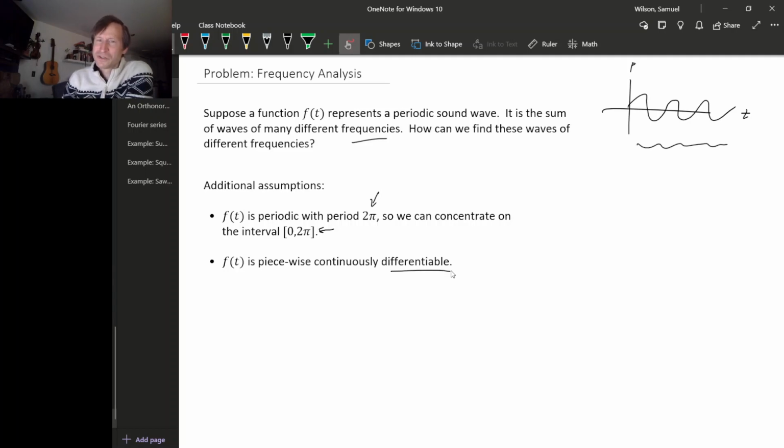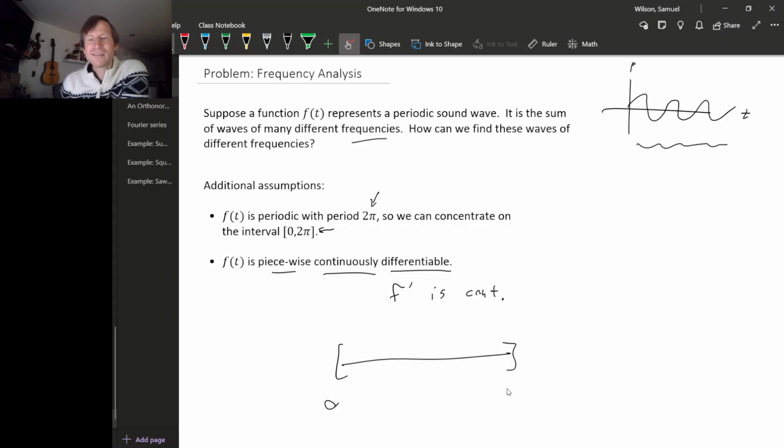So you know what differentiable means. What does continuously differentiable mean? Differentiable means that this function has a derivative. Continuously differentiable means that this derivative is continuous. And then piecewise continuously differentiable just means that on the interval from 0 to 2 pi, there might be a few isolated points where the function is not differentiable, or in fact not even continuous. But as long as there aren't too many of these points, then it's okay.